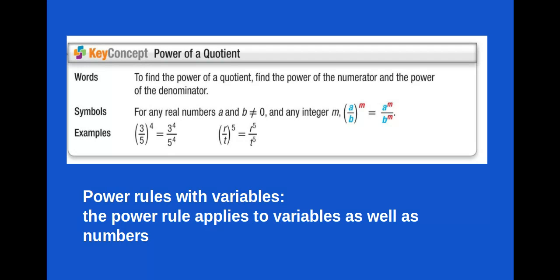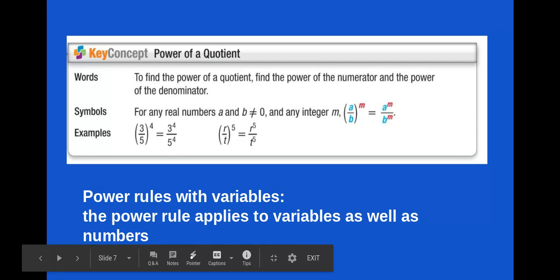Now for symbols, we have for any real numbers a and b that don't equal 0, and any integer m, (a divided by b) raised to the m power. So with this, a is raised to the m power and so is b. If m is outside the parentheses right here, that means the entire expression is raised to the m power, not just a or not just b. Both a and b will be raised to the m power.